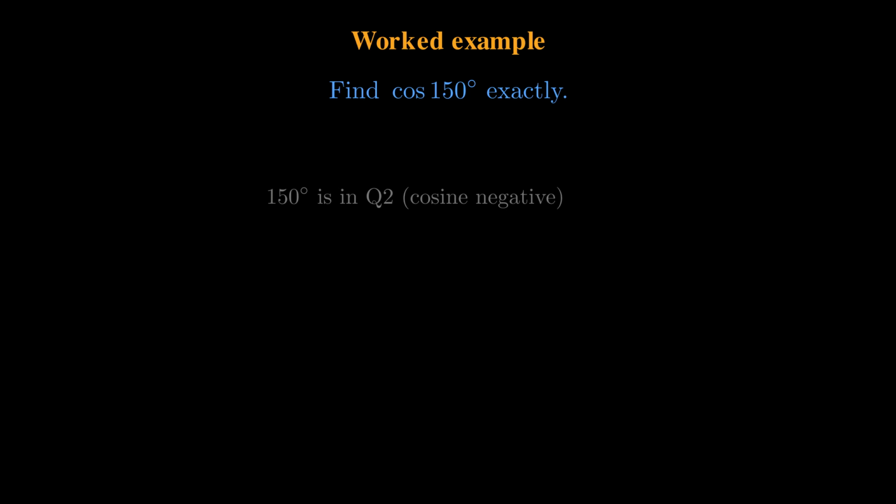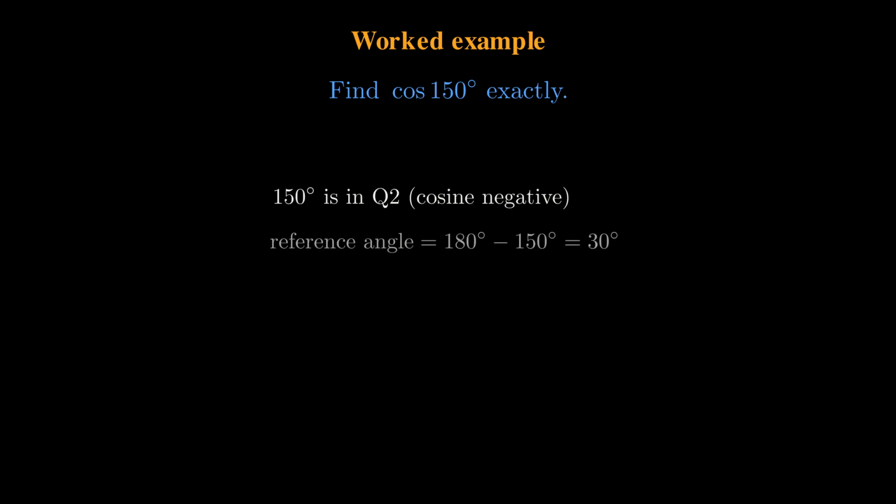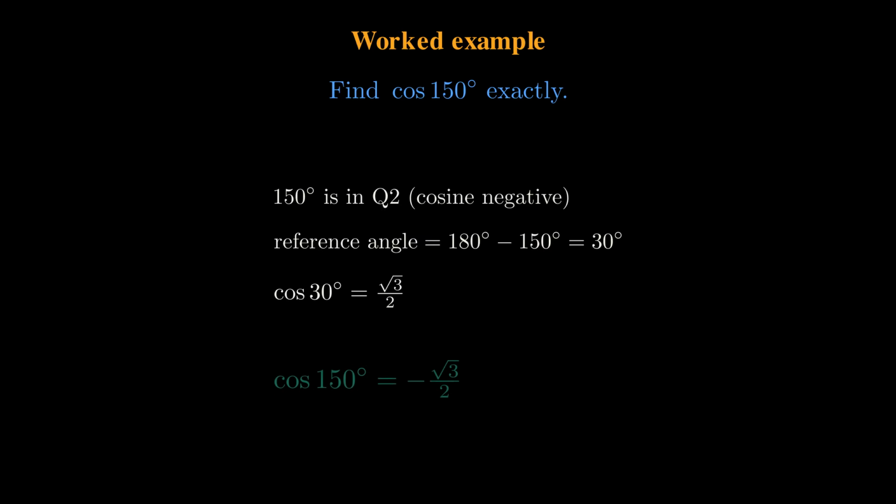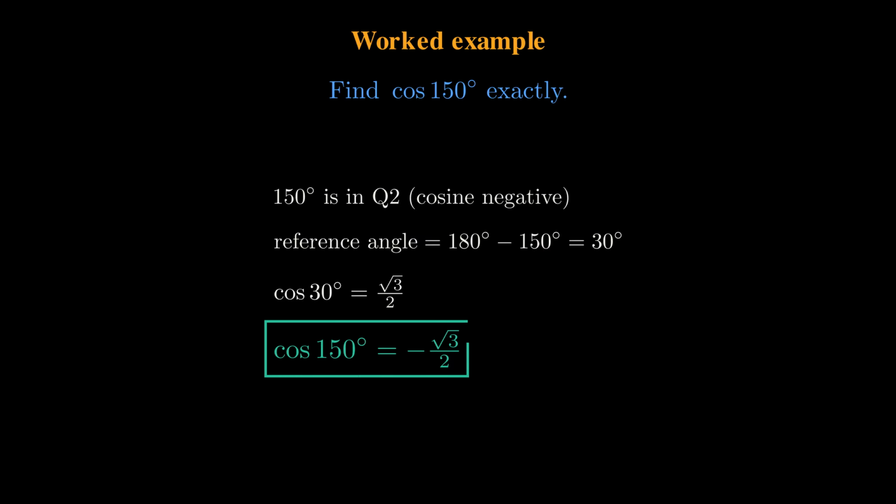Let's find cosine of 150 degrees exactly. First, locate it. 150 is in the second quadrant, where cosine is negative, so we already know our answer will carry a minus sign. Next, the reference angle. How far it is from the horizontal axis, which is 180 minus 150, 30 degrees. Cosine of that reference angle, 30 degrees, is root 3 over 2. Attach the negative sign from the second quadrant, and cosine of 150 is minus root 3 over 2. Reference angle for the value, quadrant for the sign. That's the whole method for any angle.